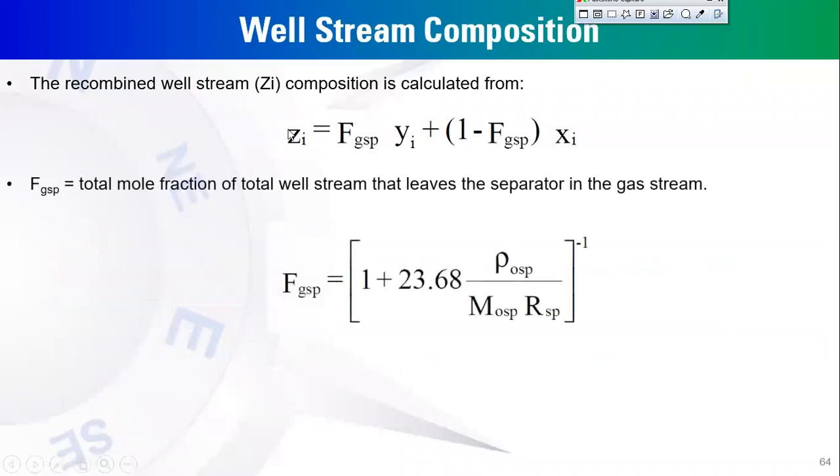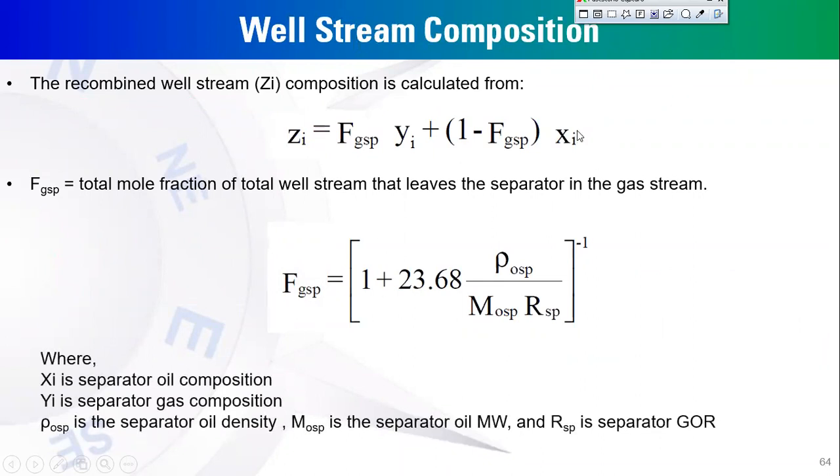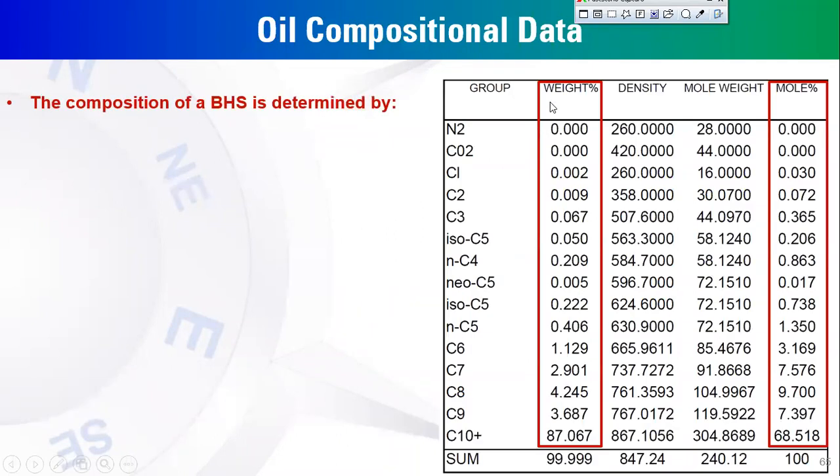The well stream composition, Zi, the mole percentage of the well stream, is calculated using this equation. It is a function of Xi, the liquid composition in mole percent or mole fraction in this equation, and Yi, the vapor or gas composition, and this term, which is the total mole fraction of the well stream, is defined using this equation. So this is the calculation of the fluid composition in PVT labs. So this is the compositional data.